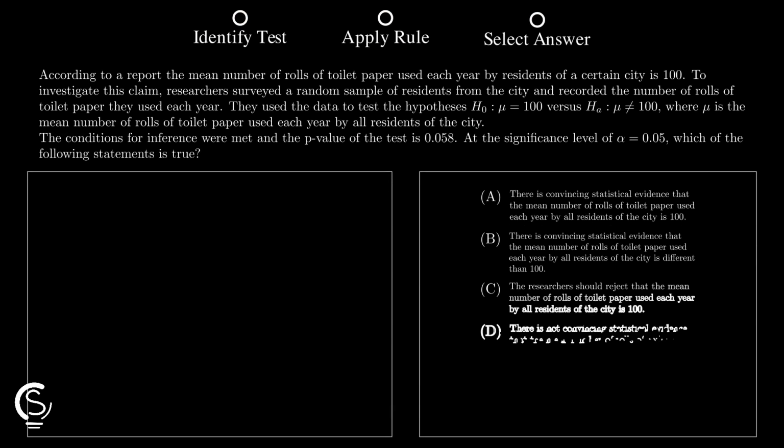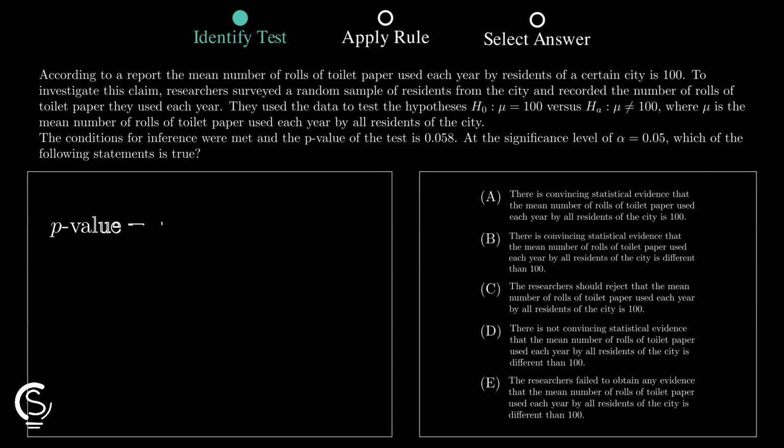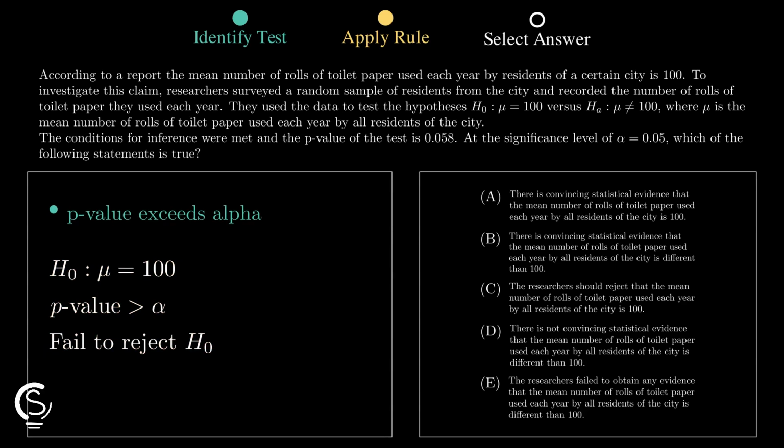First, compare the p-value of 0.058 to the significance level of 0.05. Since the p-value is greater, we fail to reject the null. Because the p-value is not small enough, we do not have sufficient evidence to reject the null hypothesis. We cannot claim the mean is different from 100 right now.